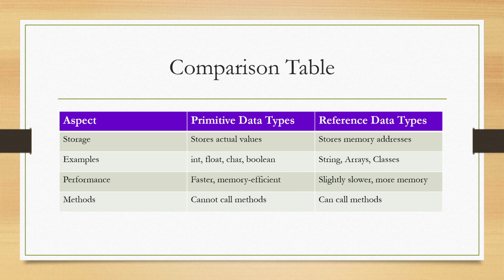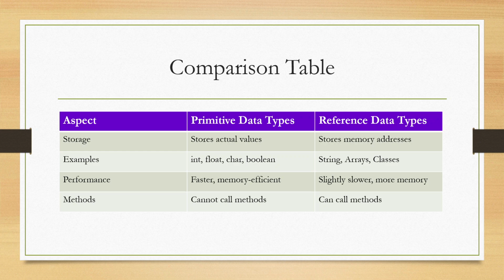Finally, here is a quick comparison table. Storage: primitive stores actual values, reference stores addresses. Examples: primitive, int, float, char; reference, string, arrays, classes. Performance: primitive is faster, reference is slower. Methods: you can't call methods on primitive values, but you can on reference types. So this table makes it easy to remember the differences for interviews.